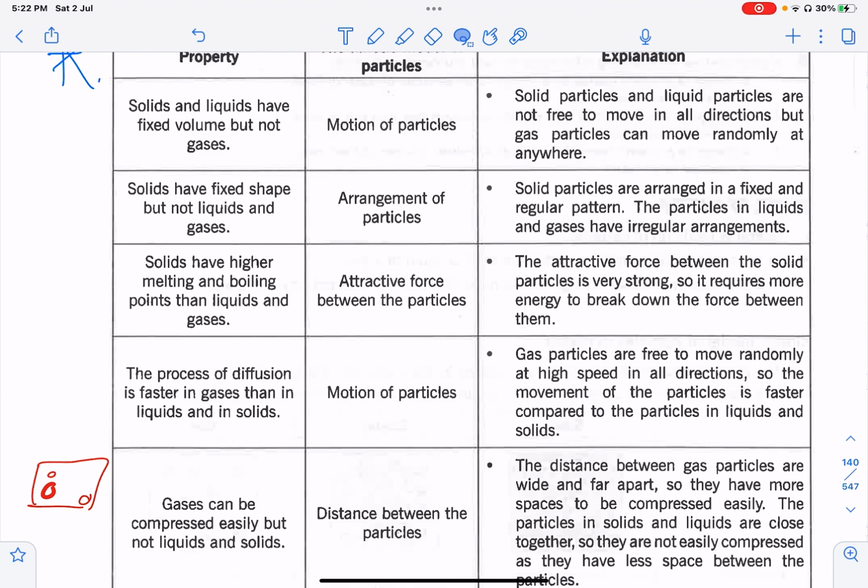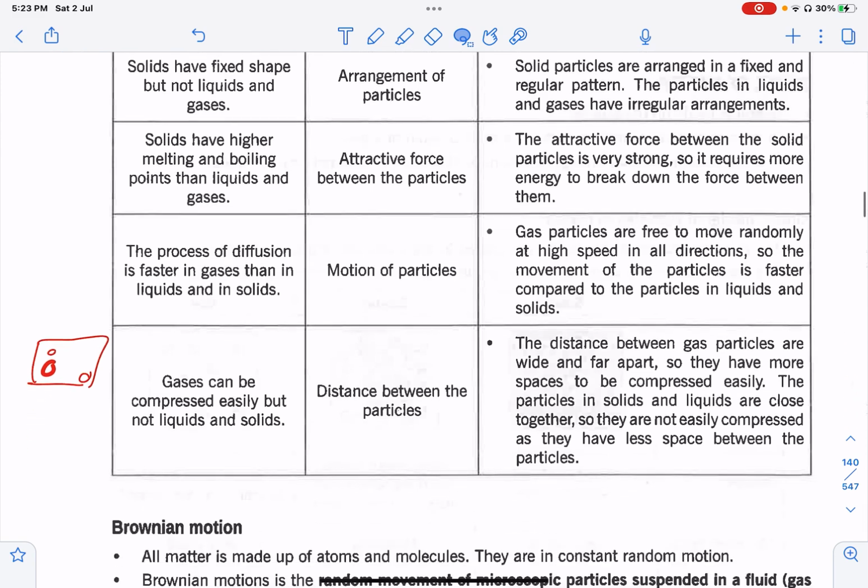Solids will have a higher melting and boiling point, and this will go all the way down to gas, because your forces of attraction between particles are the highest for solid and the weakest in gas. So for melting and boiling point, it really depends on the amount of heat energy required to overcome these forces of attraction, leading to the variation of where the different melting and boiling points will be at.